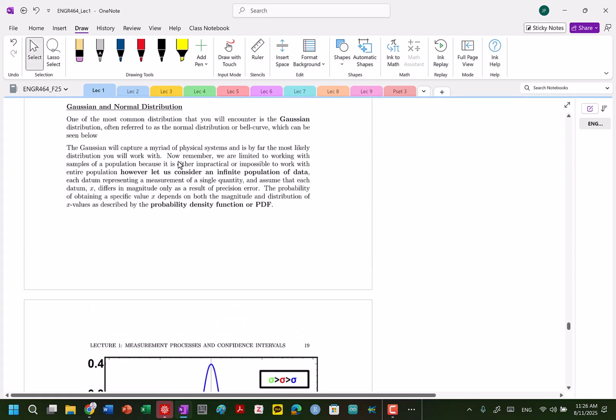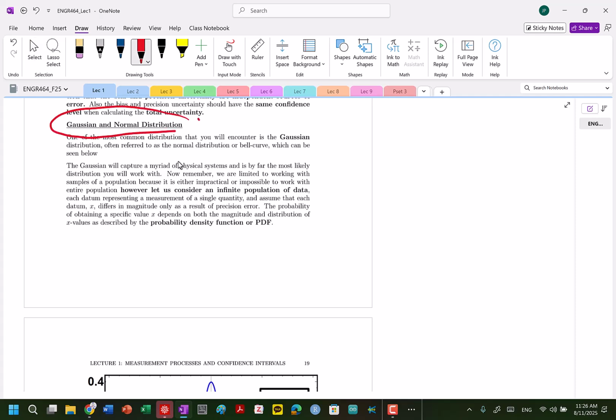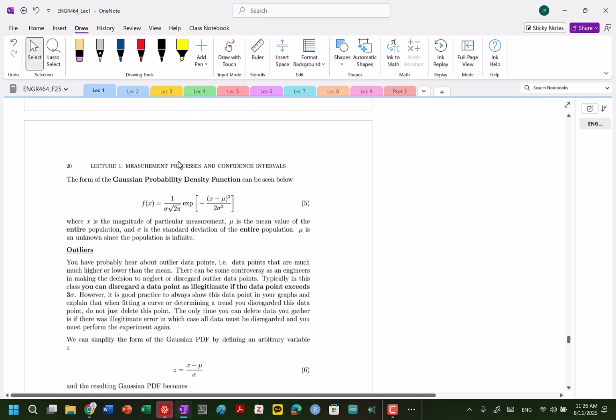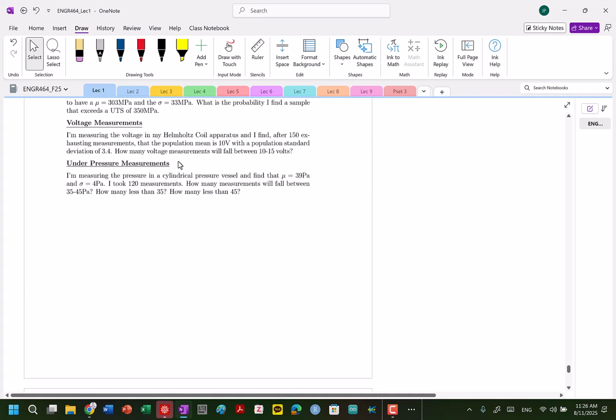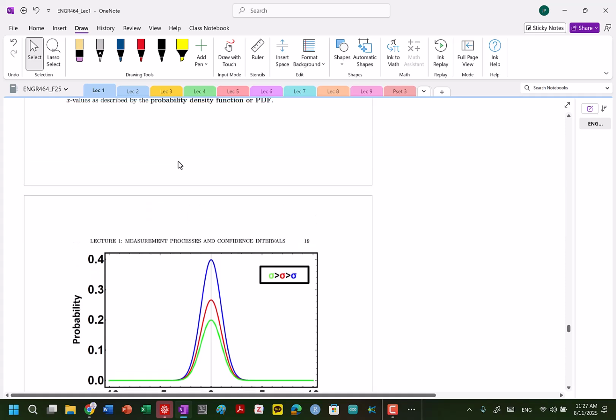So how do we start to analyze this type of precision error, this type of distribution? I've hinted at it before. We're going to get into that next time when we talk about Gaussian and normal distributions, how we calculate confidence intervals, and then how we calculate measurements and determine uncertainty.